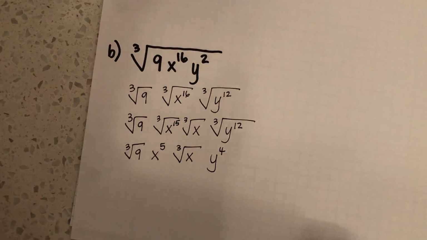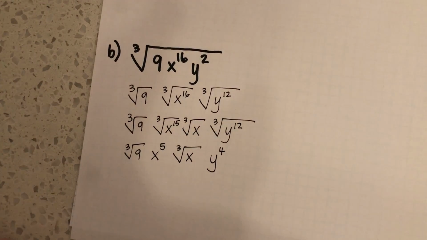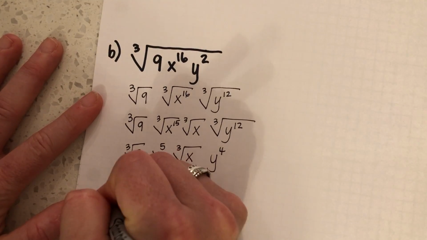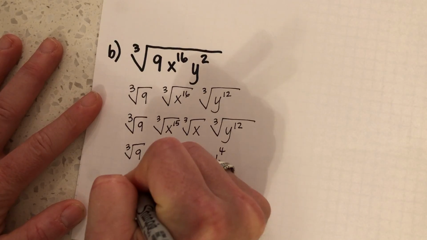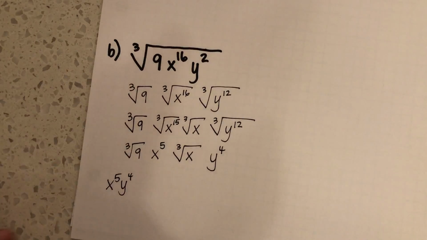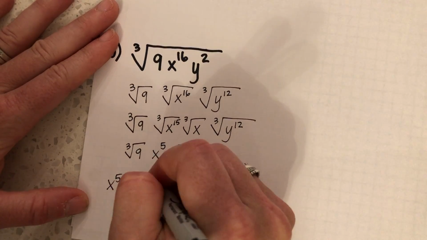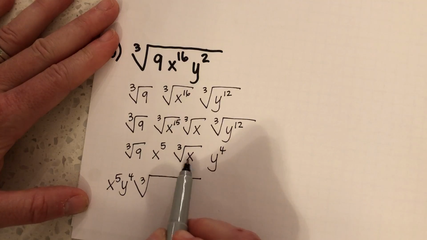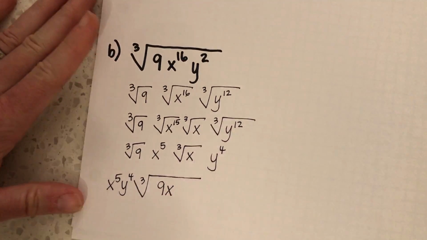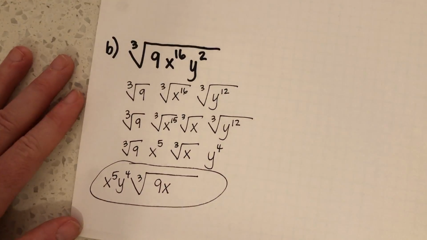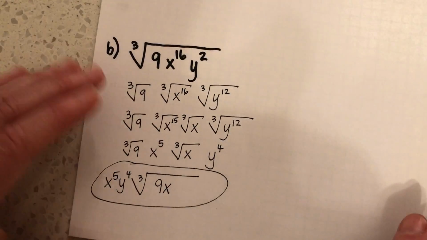So then to finish it, you multiply anything on the outside together that is no longer under a radical, which would be x to the 5th times y to the 4th, and that's x to the 5th y to the 4th. And then anything that is under a third root radical, you're going to multiply together and put under 1 third root. So that's going to be times the third root of 9x is left under the radical, and that's it. That is your finished answer. Don't forget your third root, okay? All right, let's try another one.